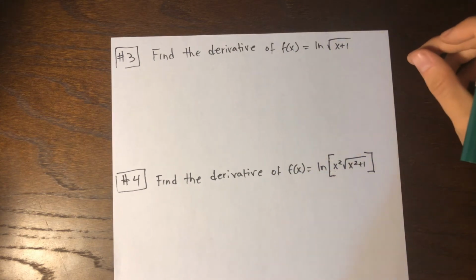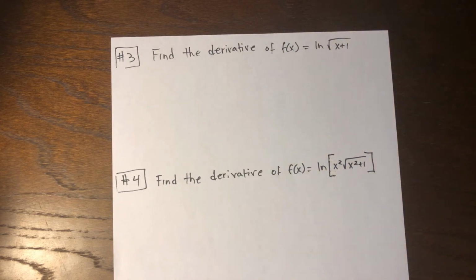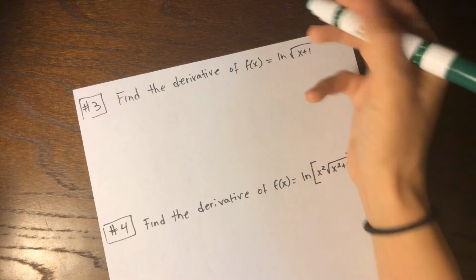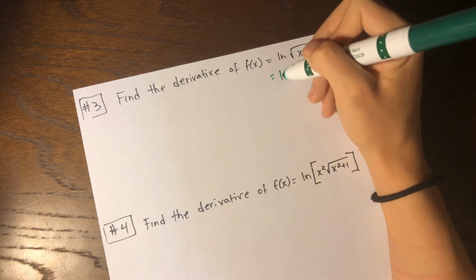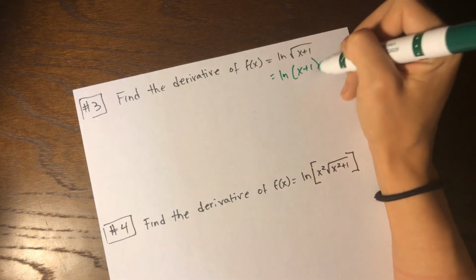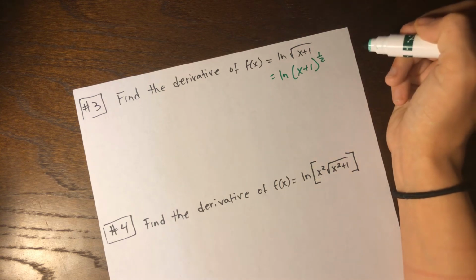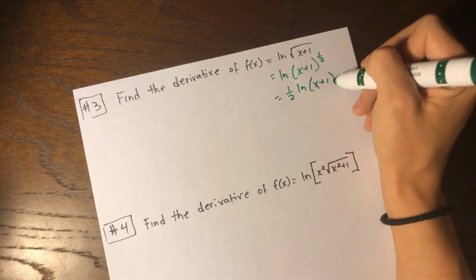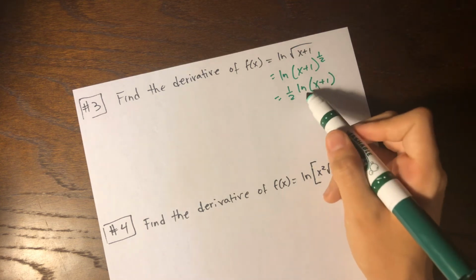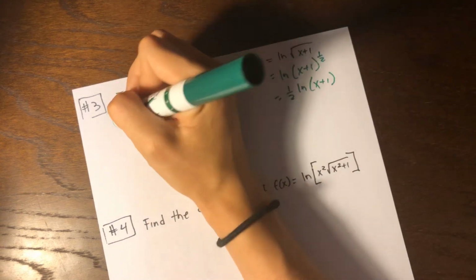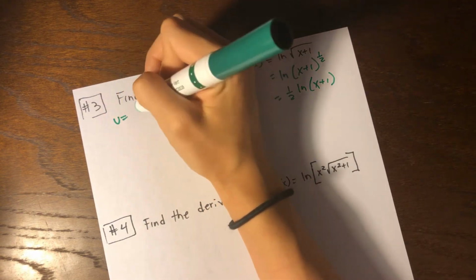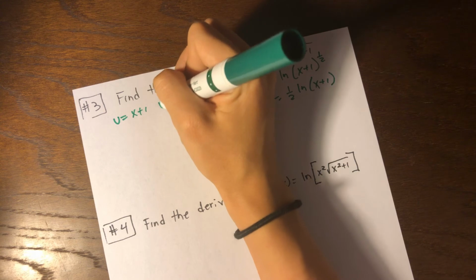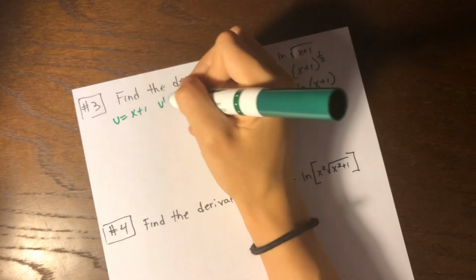Two more questions. So number 3, find the derivative of the function f of x is equal to the natural log of x, the square root of x plus 1. So I can rewrite this as the natural log of x plus 1 to the half power. Right, and then I know that I move the half in front, natural log of x plus 1. Okay, so I'm finding the derivative of this. Okay, u is going to represent, I can use the chain rule, x plus 1, and the derivative of x plus 1 is just 1.